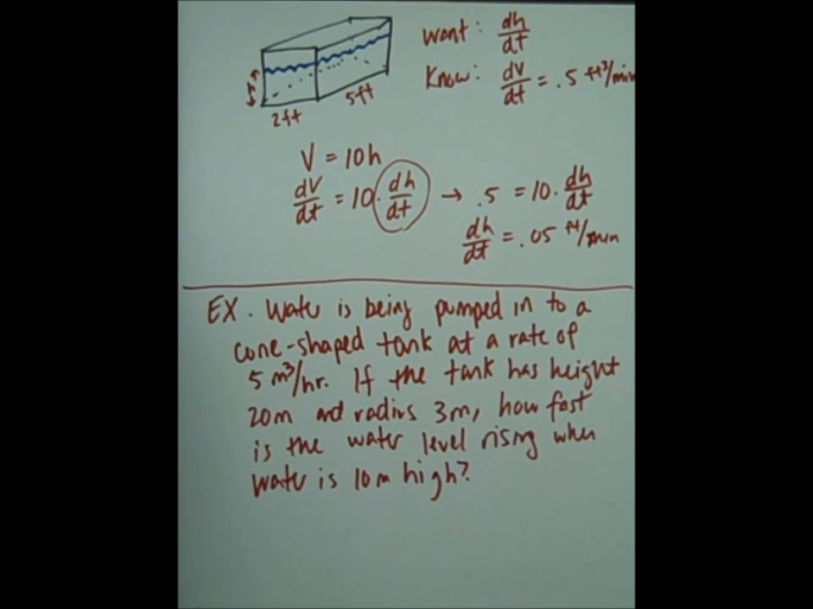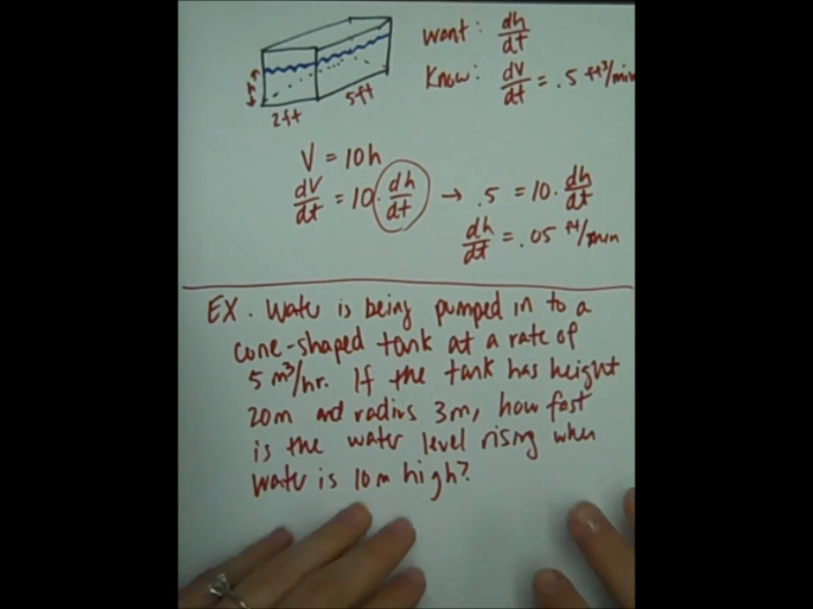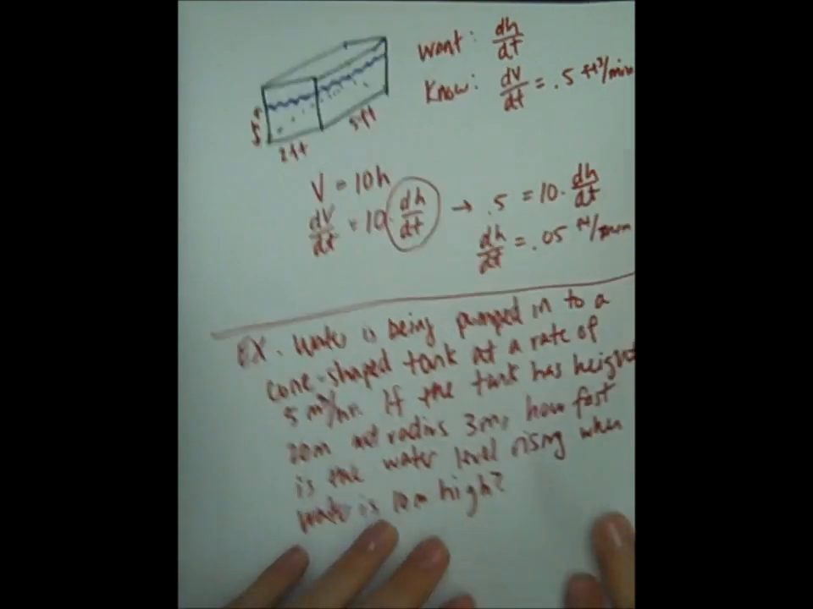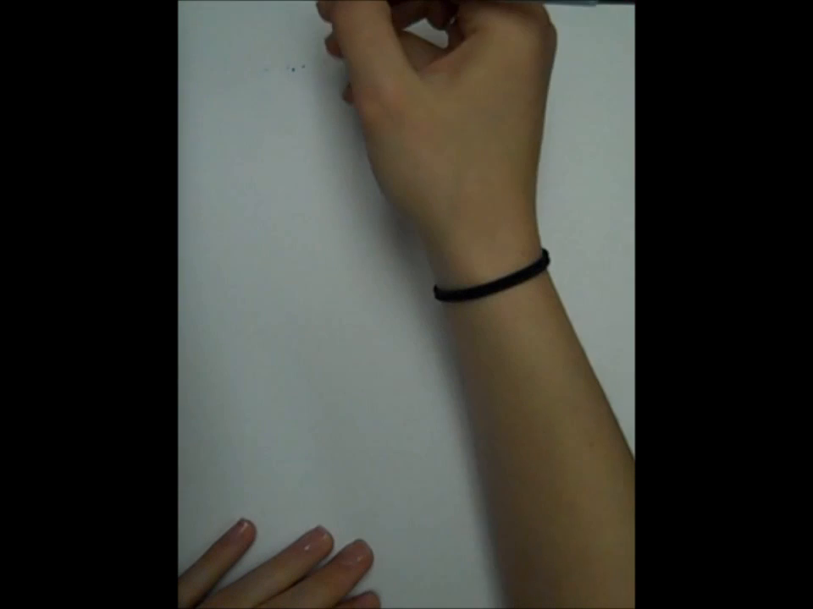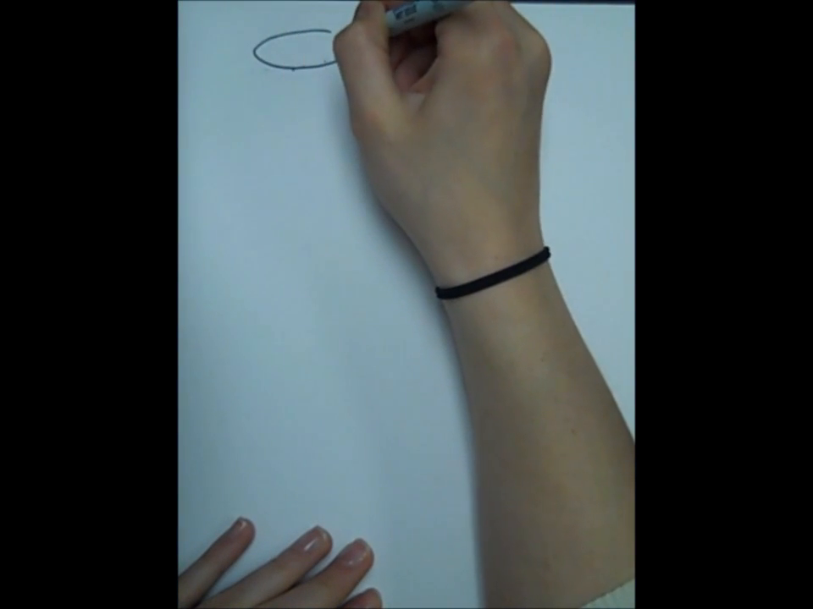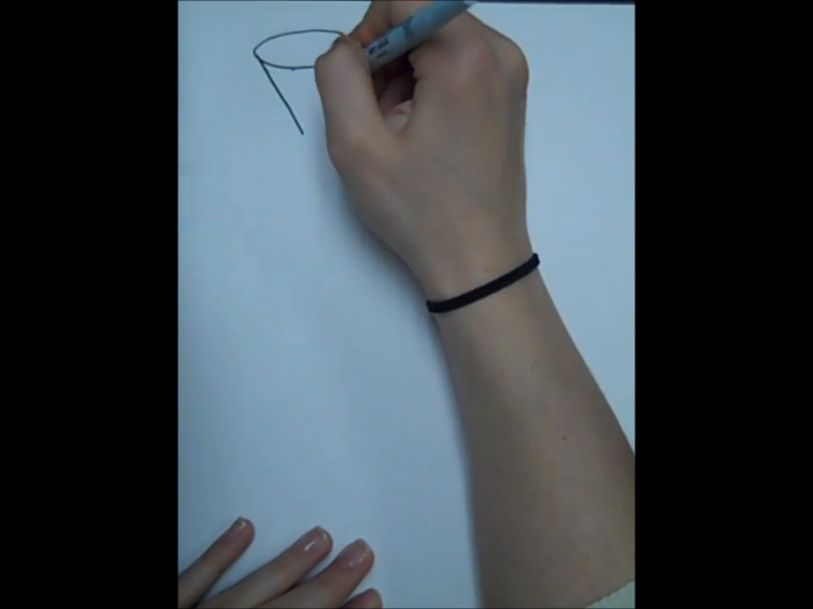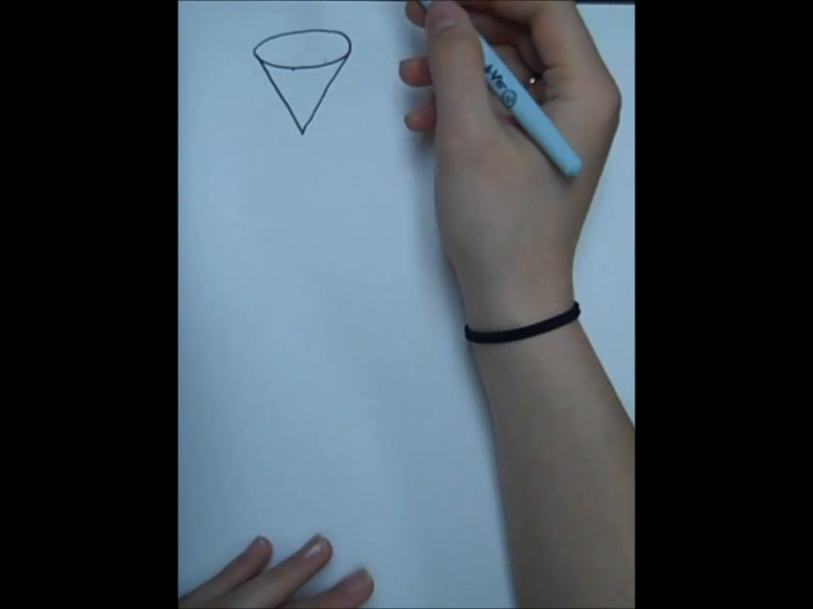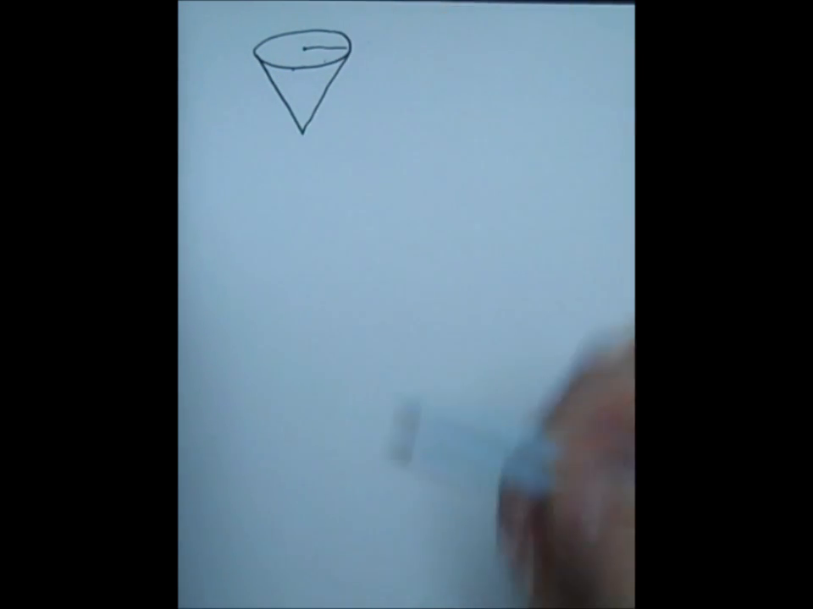Okay, so let's read this problem one more time. Water is being pumped into a cone-shaped tank at a rate of 5 meters cubed per hour. If the tank has height 20 meters and radius 3 meters, how fast is the water level rising when the water is 10 meters high? So let's draw a picture. So in this problem, I have a cone-shaped tank. So probably something like this, that's maybe up in the air. There's my cone-shaped tank.